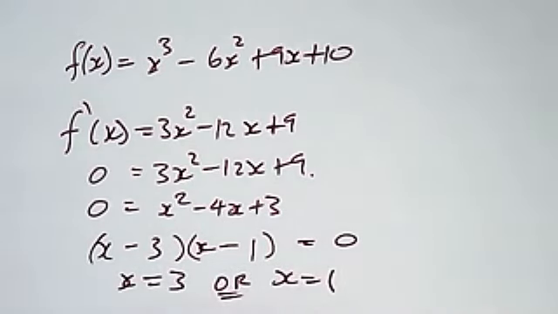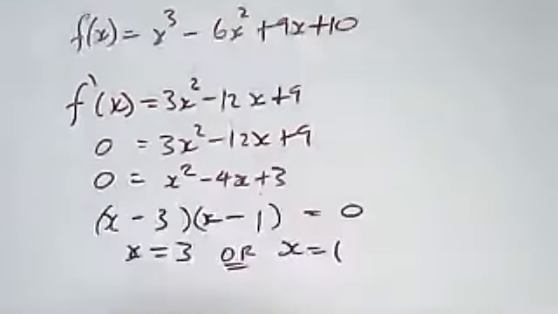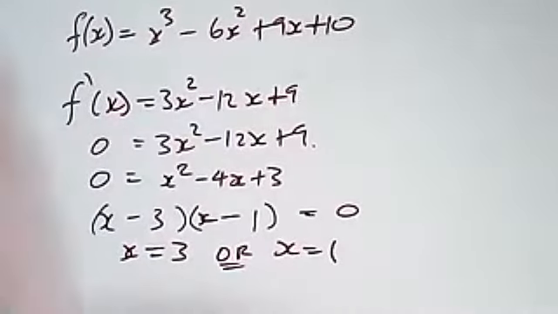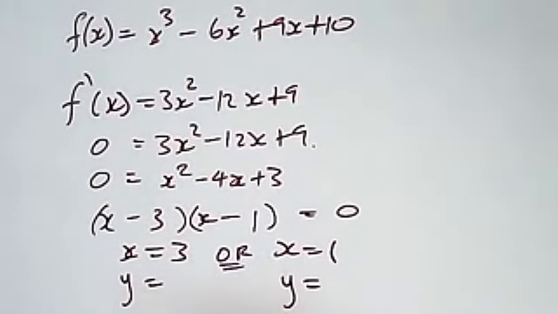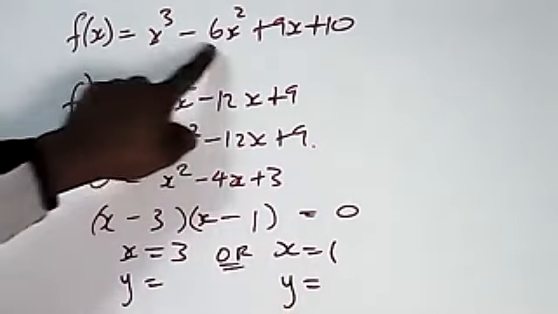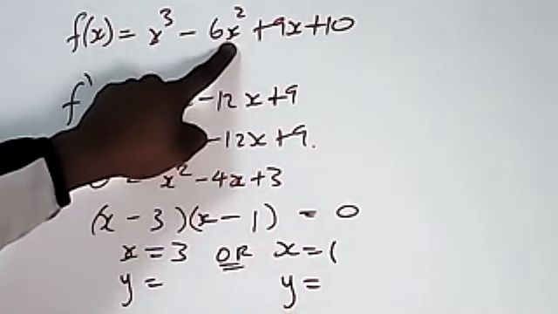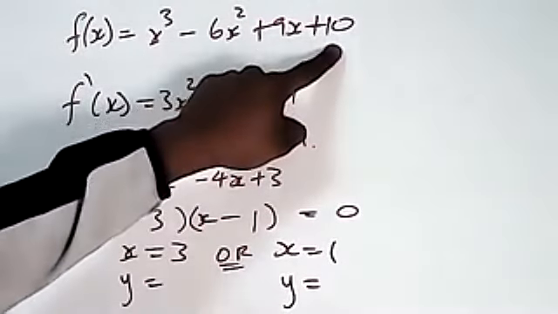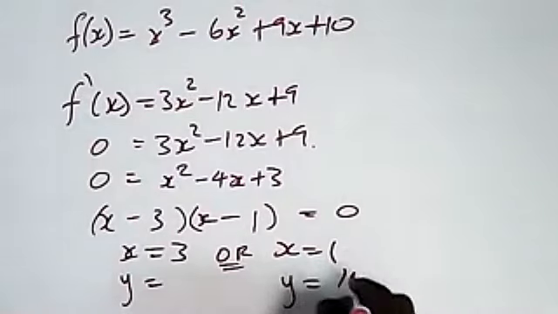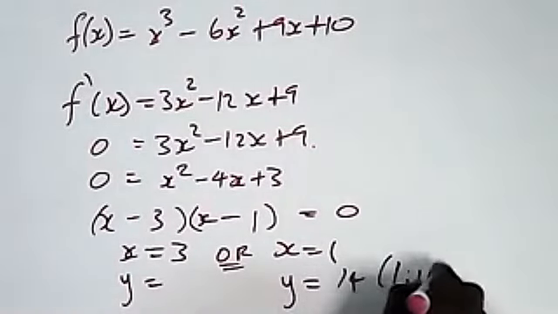Now that we have our 2 x values, which are 3 and 1, what should we do to find the y value? We substitute back into the equation. You would write that down, but because I don't have space and because of time, I don't want the video to be too long, so I'll simply do it by calculating. Let's start with the easiest one, being 1. If we substitute 1, 1 cubed is 1, minus 6, and then plus 9. 1 minus 6 is negative 5. Negative 5 plus 9 gives you 4. And then 4 plus 10 gives you 14. So the coordinates are (1; 14).